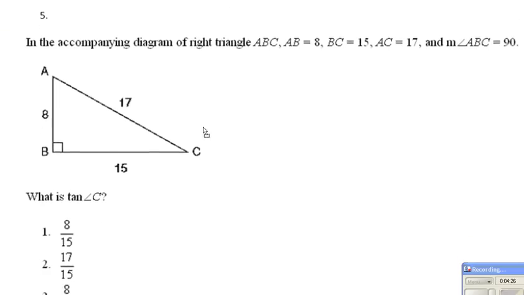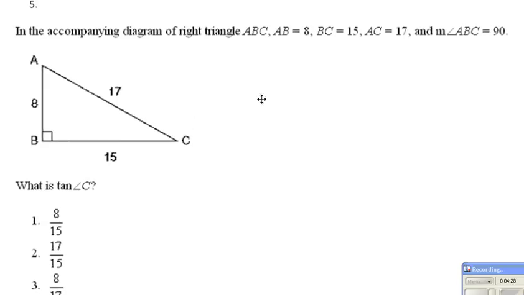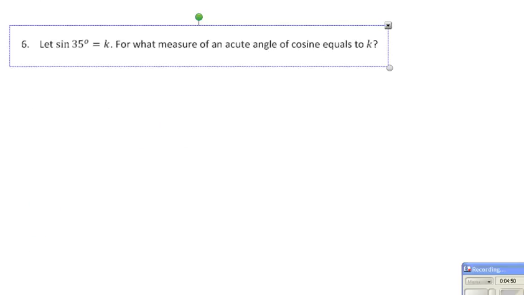Number 5. Now, in the diagram, AB is equal to 8. So let us plot those things. Okay, so it's already plotted. BC is equal to 15 and AC is equal to 17. Now, what is tangent of C? Tangent is opposite over adjacent from this angle. So therefore, 8 over 15. Therefore, choice 1 would have been our answer.